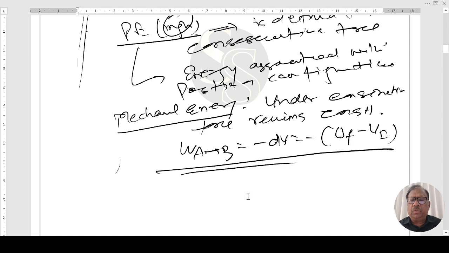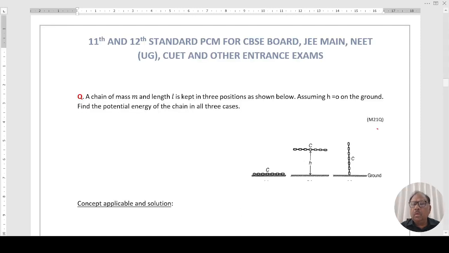Let's start with the question. Question is, a chain of mass m, length L is kept in three positions: position 1, position 2, position 3, as shown below. Assuming h equal to 0 on the ground, find the potential energy of the chain in all the three cases.